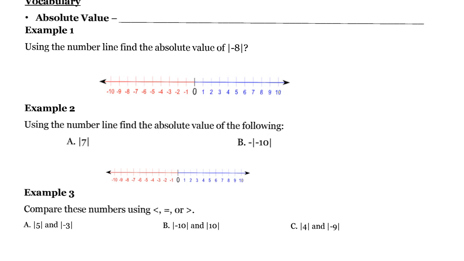All right, absolute value is very similar to finding the opposite of a number or the additive inverse. Okay, so they're very similar. So let's start with the definition of absolute value, and that is the distance a number is from zero. Okay, so it's how far a number is from zero.